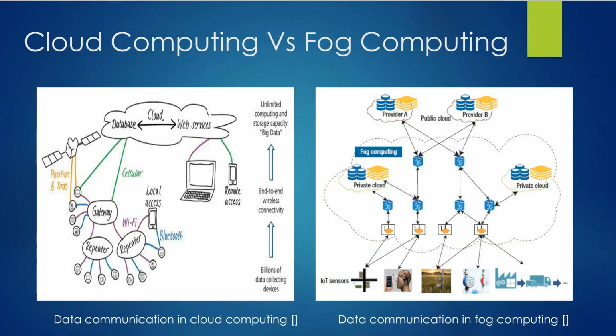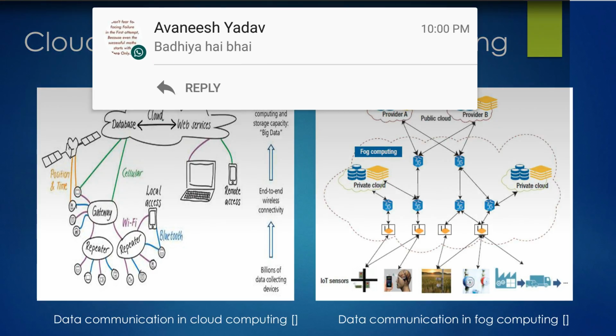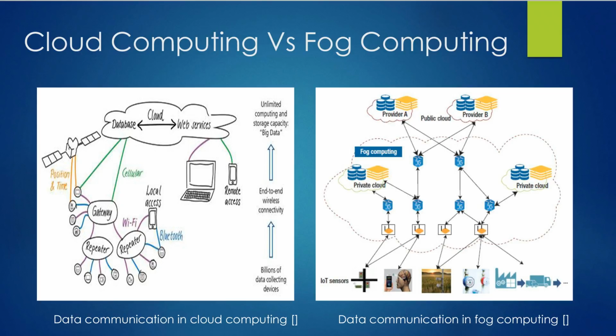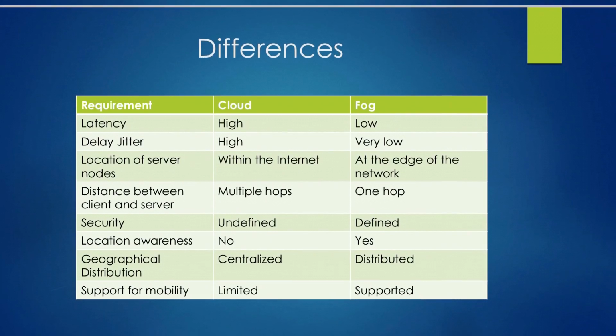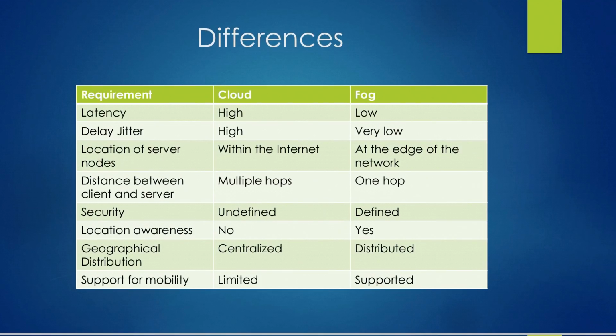But on the other hand, these are the IoT sensors, and then there are fog devices at the edge of the network. The processing, storage and analysis of data will happen here. So the latency time will decrease very, very fast. So let's move on to the other slide, in which we have covered the differences.